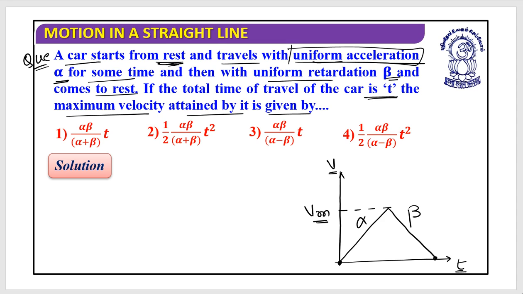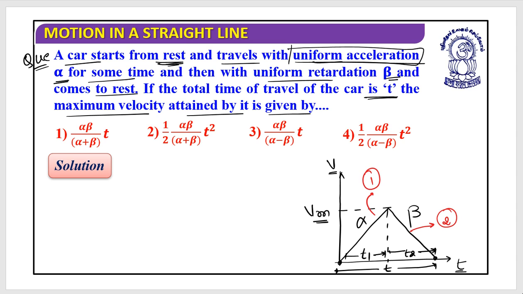If the total time of travel of the car is t, let's say first this time is t1 and this time is t2. They are talking about this total journey which takes t amount of time. You need to find out the maximum velocity attained. So how can you do it? Let's divide our journey into two segments. This is my first segment and this would be my second segment.